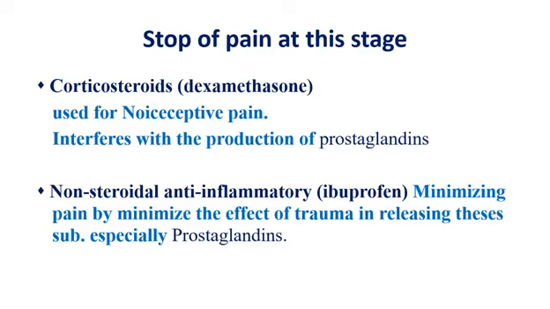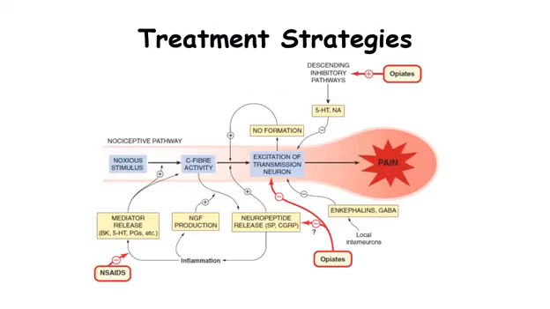The corticosteroids can interfere with the production of chemical substances at the injured tissue, like prostaglandins, which are sensitizers and enhancers of pain perception and pain initiation at the nociceptive receptors. Non-steroidal anti-inflammatory drugs also minimize the pain by minimizing the effect of trauma, by decreasing the release of chemical substances, especially the prostaglandins at the injured tissue. So you can see here the location of the effect of non-steroidals and corticosteroids at the level of pain transduction.